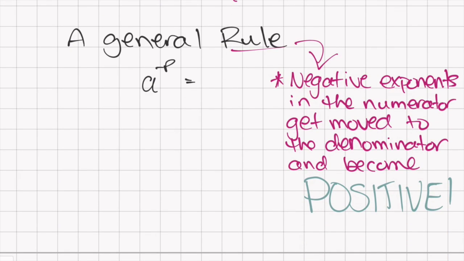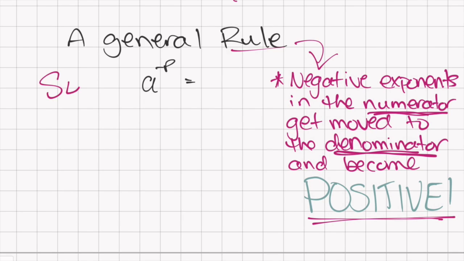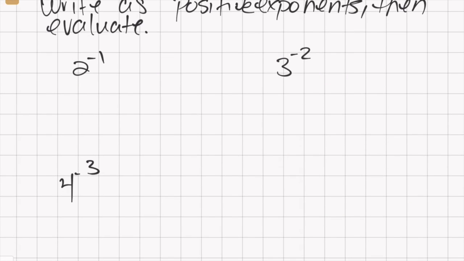Now this brings us to our general rule. Negative exponents in the numerator get moved to the denominator and they become positive. So we can write this as a to the exponent negative p equals 1 over a to the exponent p. So let's look at some examples. Let's write these as positive exponents and then evaluate them.